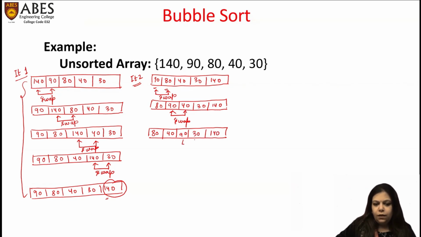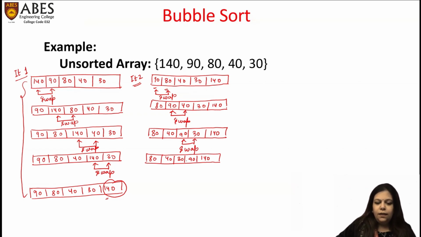Now again, we have to check and see for the next two elements. And as you can see that again 90 is greater than its adjacent element. So we have to swap them, right? So after swapping, you can see that the state of the array will be 80, 40, 30, 90, and 140.